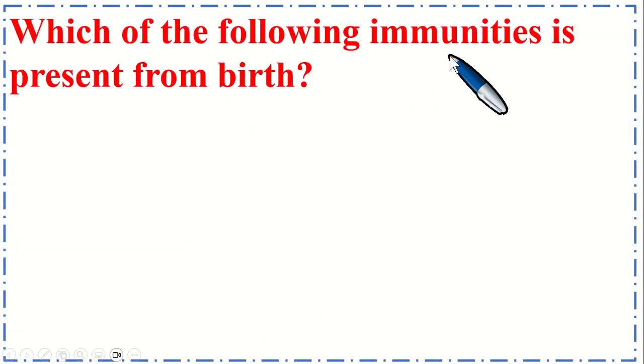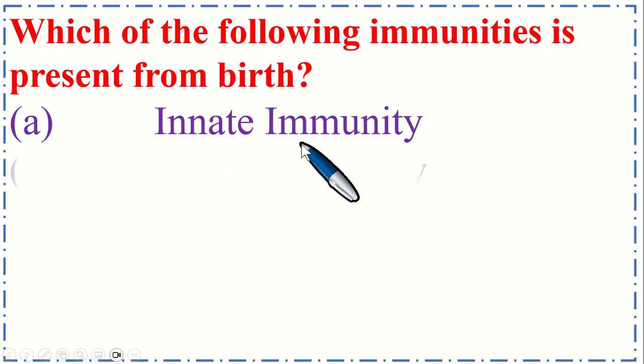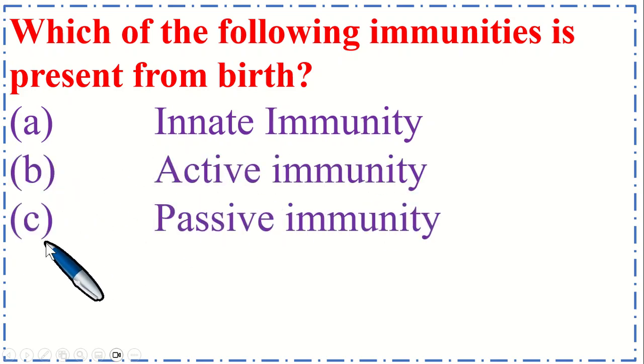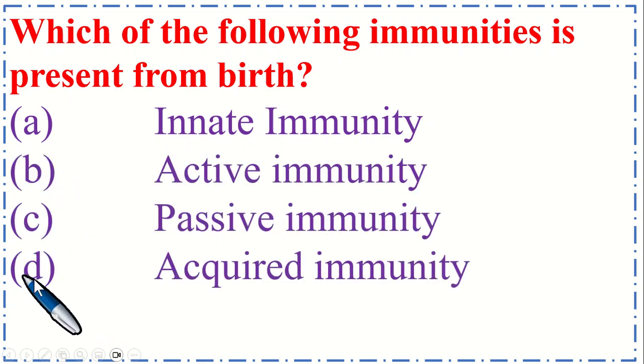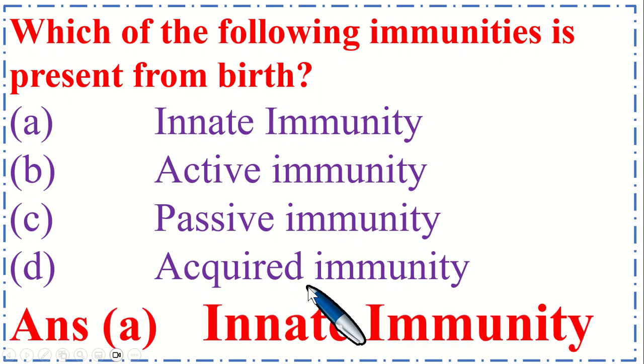Which of the following immunities is present from birth? Option A. Innate immunity. B. Active immunity. C. Passive immunity. And option D. Acquired immunity. So the correct option is A. Innate immunity.